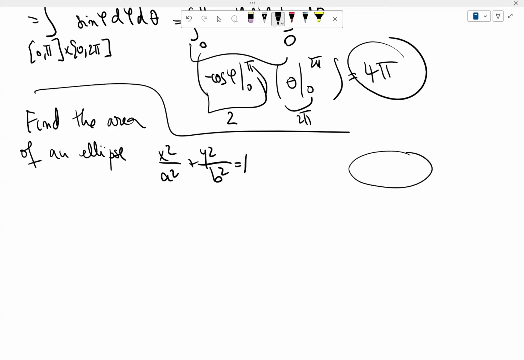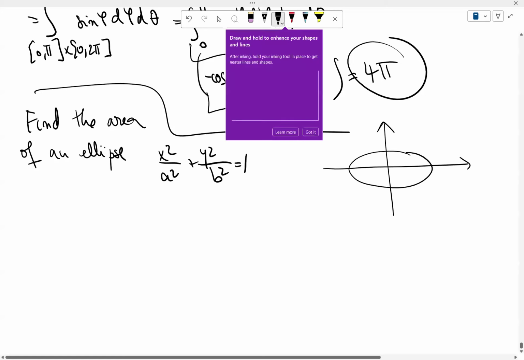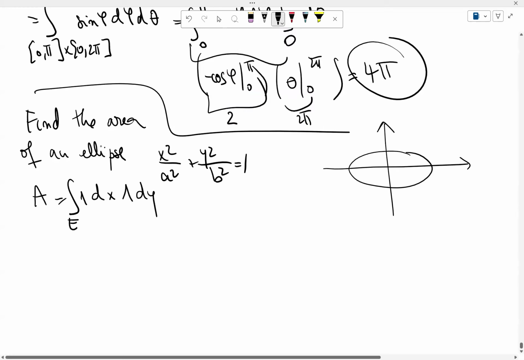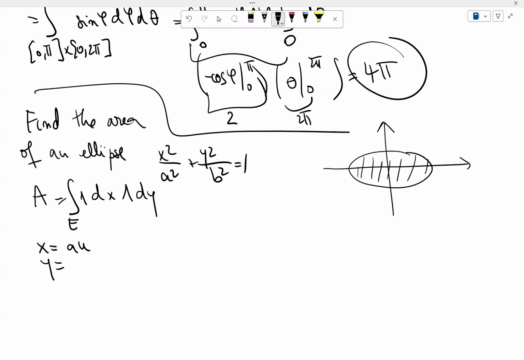So we know what an ellipse is, right? Something like this. Remember that the area is simply the integral over the ellipse of 1 dx wedge dy, right? We defined the volume at the beginning. So E is the ellipse, this domain here with the interior. We can parameterize the ellipse like that. We can take x equals a u and y equals b v, right?